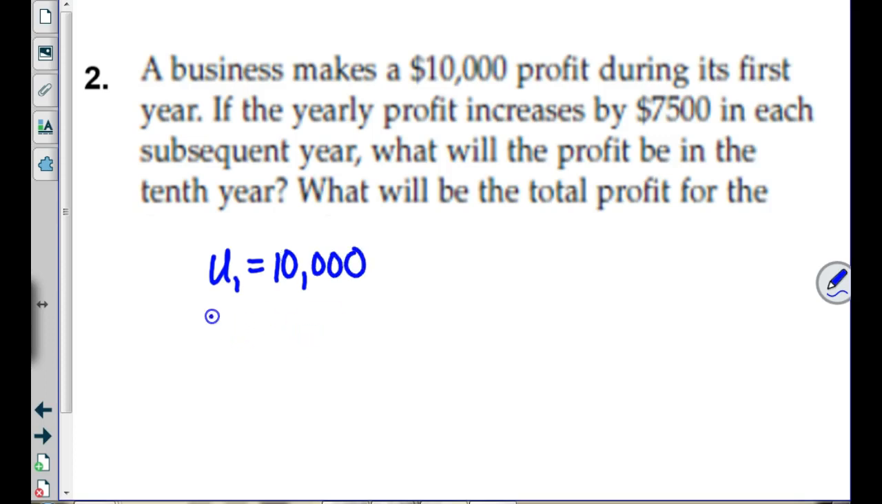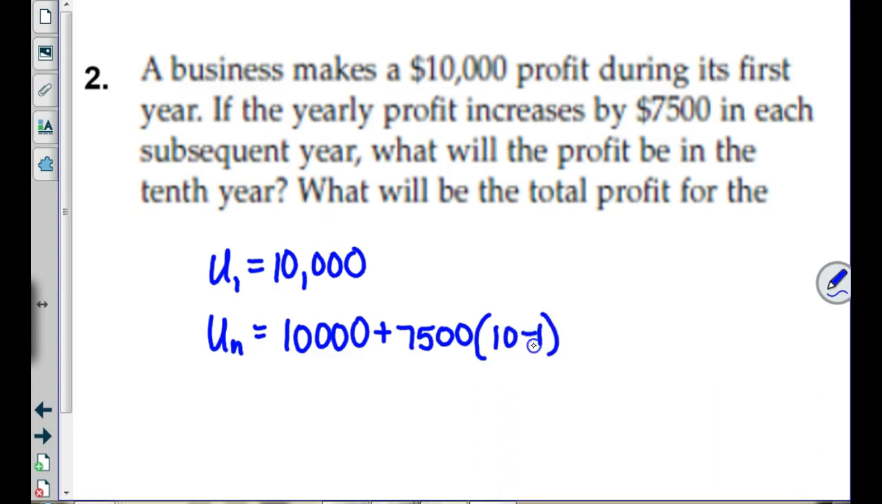All right. Every year, we could write arithmetic, recursive or explicit here. Because starting with the first year, they're doing what? Good. Adding a difference of 7,500. And how many times do we want to add that? Yes, 10 minus 1, or 9 times, and that would give us the 9th term.